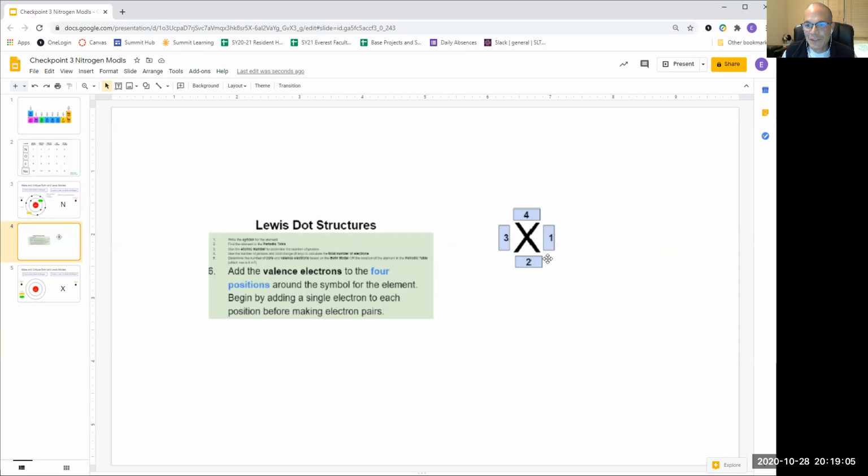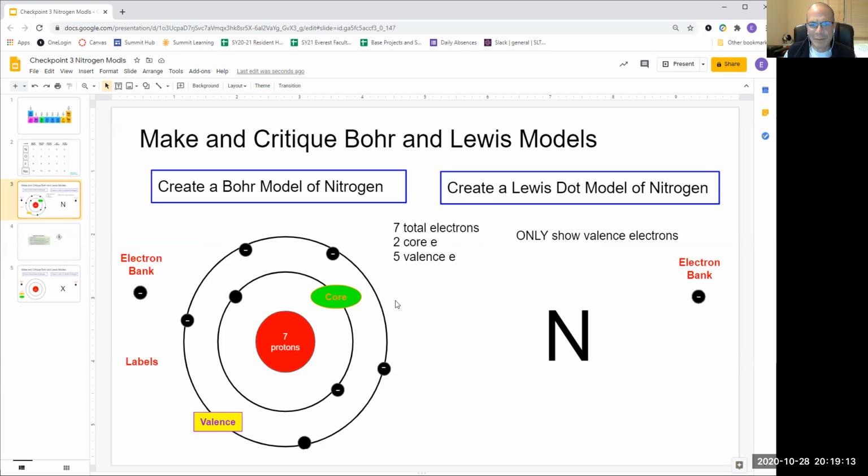And then each of these positions can actually hold 2 electrons, so it can hold a total of 8 electrons. And 8, it's a magic number. Now, I didn't mention it, but in the Bohr model, this valence ring can hold up to 8 electrons and then it's full. The small core ring can only hold 2 electrons and then it's full. But again, we're focused here just on the valence electrons. So we have our 4 positions.